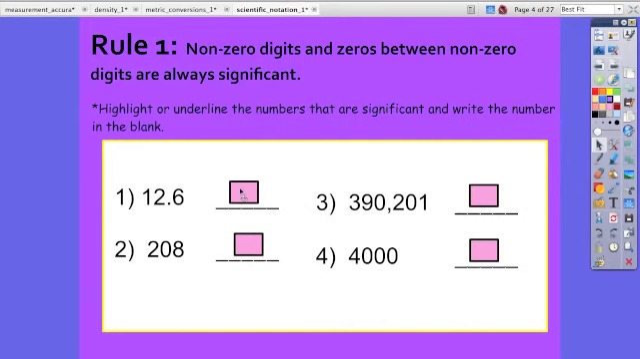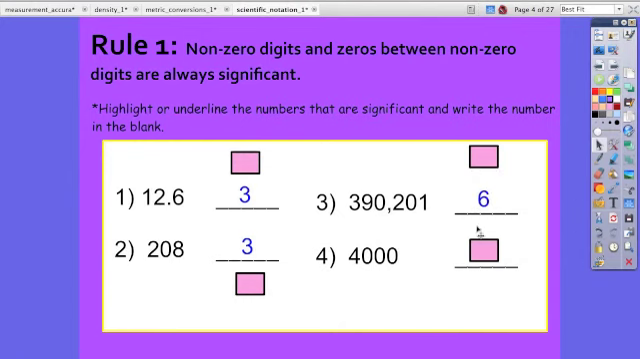Here we have three significant figures. Here we have a 0, but this 0 is between 2 non-zero digits, so it is also significant. We have 3 significant figures. Here is the same. These 2 zeros are between other non-zero digits, so we have 6 significant figures. And here we only really have 1 significant figure. These zeros are not between other non-zero numbers, so here we only have 1.